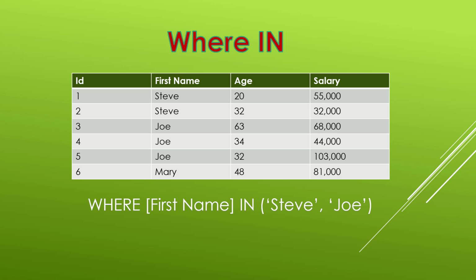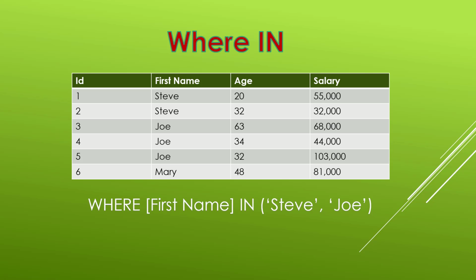So for example, if we did WHERE first name IN Steve or Joe, we're going to specify right after the WHERE statement the field that we want to filter on, and then we have the IN operator followed by, in parentheses here, the names Steve and Joe. Notice that the values inside of the parentheses are separated by a comma.